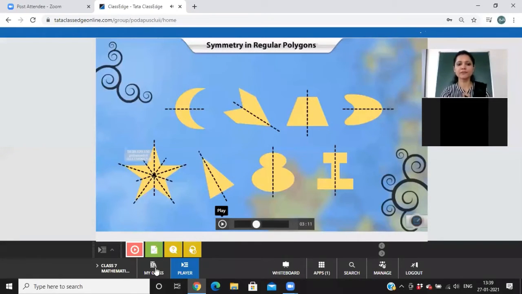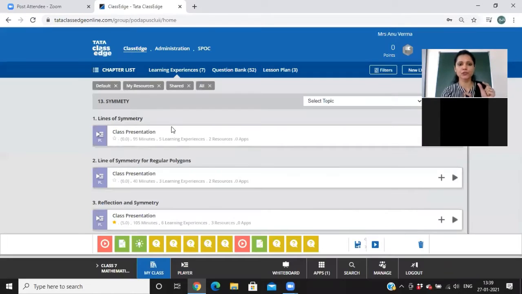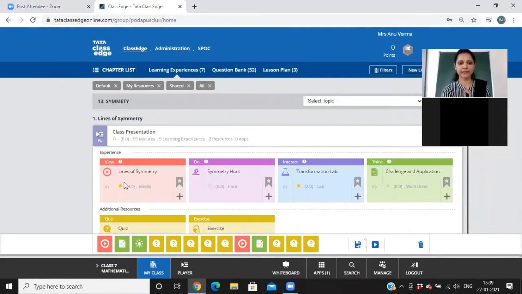Now children, you must have played with cards somewhere in your life. Yes, ma'am. Very good. So the cards also have some shapes on top of them. So those shapes, they also have some symmetry. Let's find out from this video.